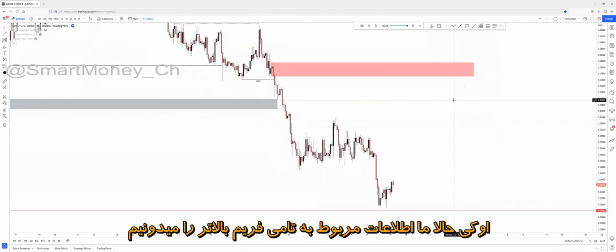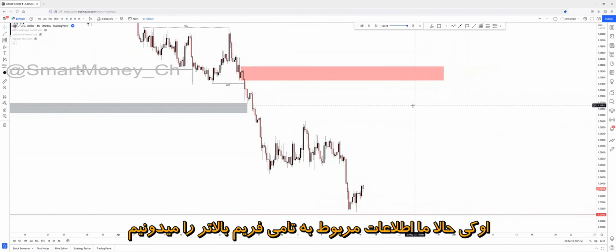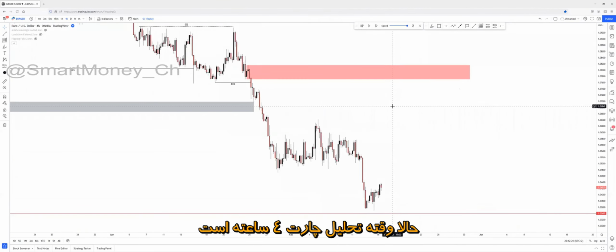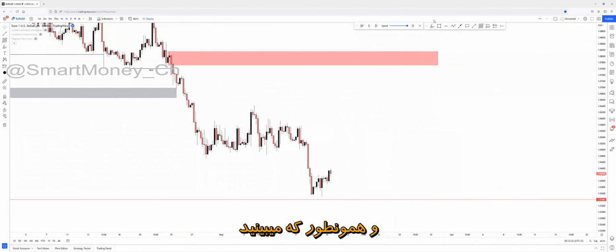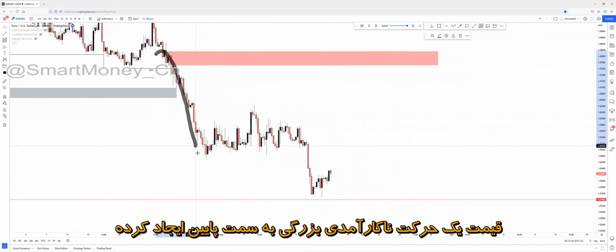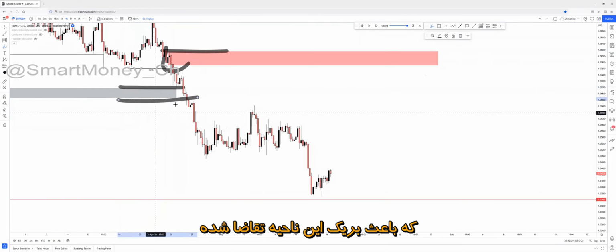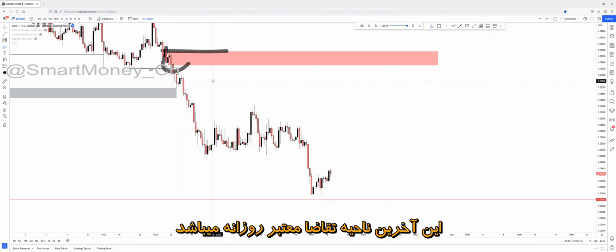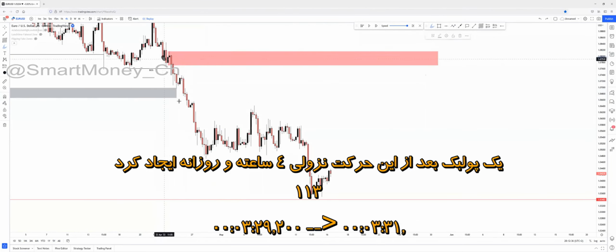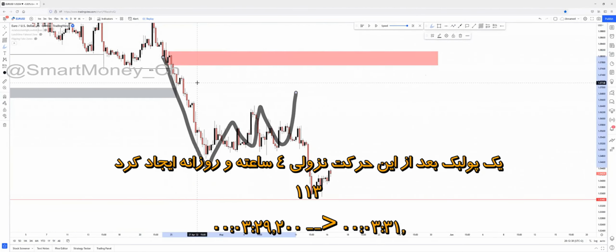Okay, now that we know all of the higher time frame facts, it's time to analyze the 4-hour chart. As you can see, price has just created another high impact, highly inefficient movement to the downside, breaking below this demand zone right here. This was the last recent valuable daily demand zone. I remember it.